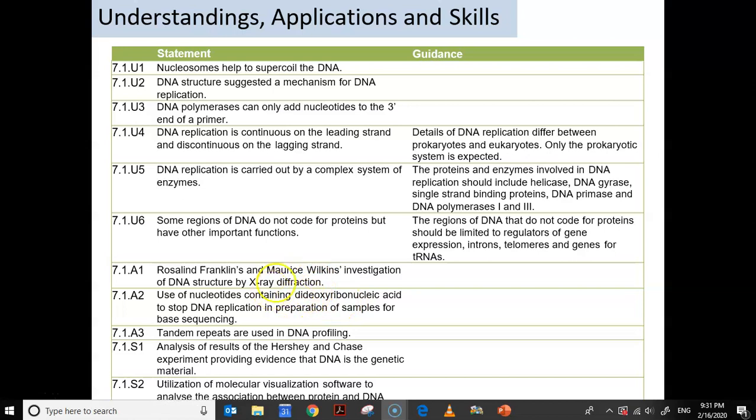And then we are talking about DNA profiling, which is a very important topic to discuss, and analysis of the experiment done by Hershey and Chase, who proved that DNA is responsible for genetic information, not protein, and the utilization of molecular visualization software, and how those types of software can be used.